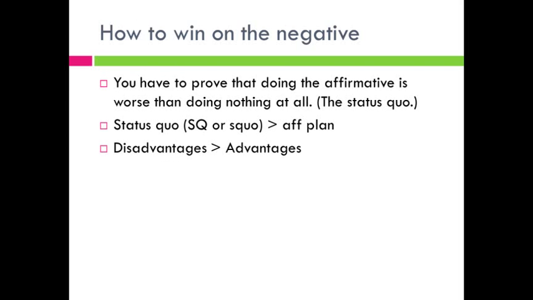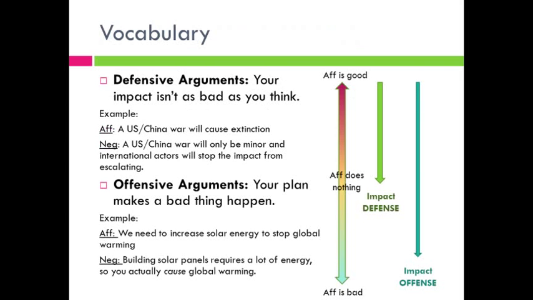Alright, so how to win on the negative. Essentially, you have to prove that doing the affirmative is worse than doing nothing at all, or the status quo. So, you have to prove the status quo is better than the AF plan. In other words, you have to prove that the disadvantages of the plan are better than the advantages of the plan. So, here's some vocab that you need to know.